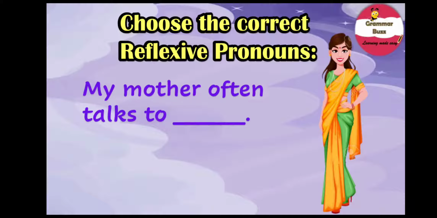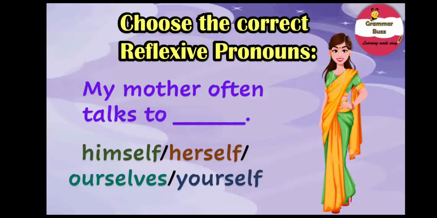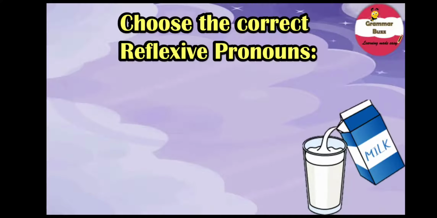It says, my mother often talks to. My mother often talks to. And your options are himself, herself, ourselves, yourself. So, which is the correct option? What do you think? Yes, you are right. And the correct option is herself. My mother often talks to herself. Good job. Well, here is the next one for you.